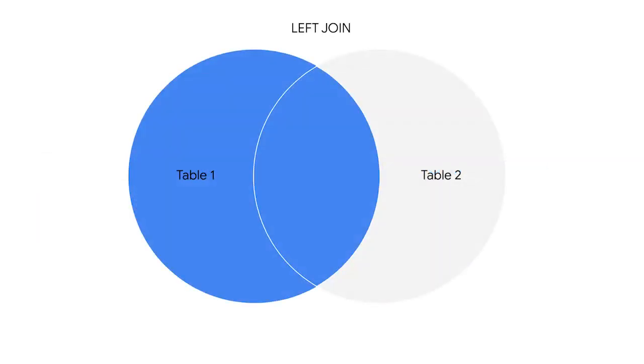In this diagram, you'll notice that the entire left table is colored in. And that's the overlap with the right table, which shows us that the left table and the records it shares with the right table are being selected. Each row in the left table appears in the results, even if there are no matches in the right table.